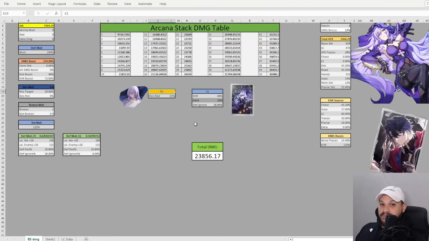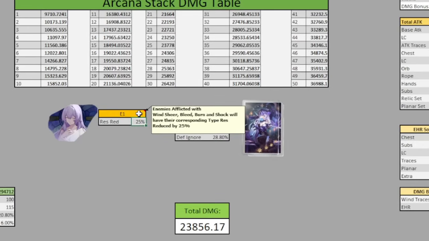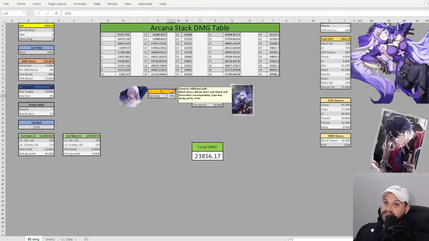So for the sake of simplicity, the first thing we're going to add is the E1, which is adding the 25% resistance reduction. For those of you who don't know her E1, what it does is enemies afflicted with wind shear, bleed, burn, and shock will have their corresponding type resistances reduced by 25%. How does this apply to Black Swan? Her ultimate makes it to where Arcana stacks count as all of them at the same time.